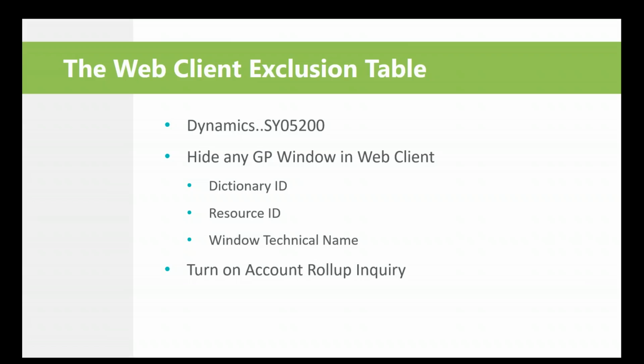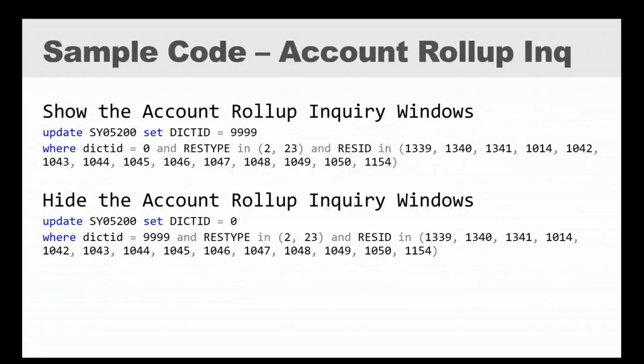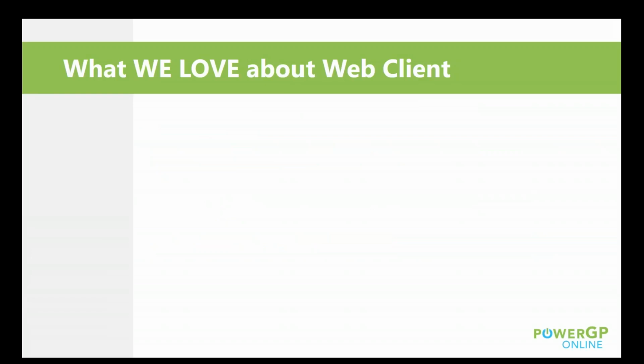Now, for those of you who are not techie, the next two slides, just let your eyes glaze over. For those of you who are techie, we're providing some sample code so you could see how you can add things or remove things from that window. So if you want to hide the GP registration window or show it, this is the code to do so. And again, I don't encourage you to write it down from the screenshot. I encourage you to get the slide deck. And then here is the account roll-up inquiry window. So we've made that available again. Even though technically that's not part of the web client, we at Ingevity think it should be, so we've added it back in.